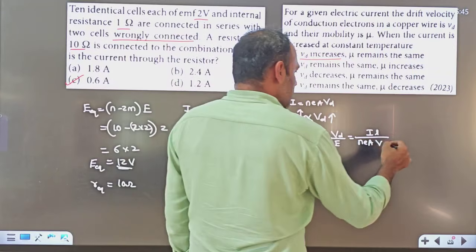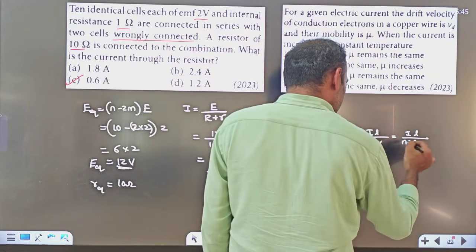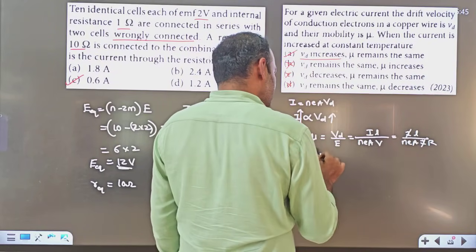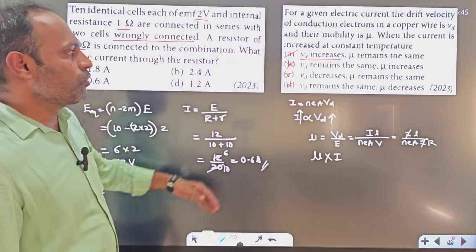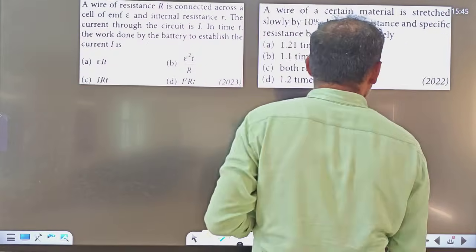L goes up. So by Ohm's law, you can substitute V as I into R. So I and I will get cancelled. So mobility is independent of current. Mobility is independent of current. That's why mobility remains same as it is. Okay, we'll move on to the next question.